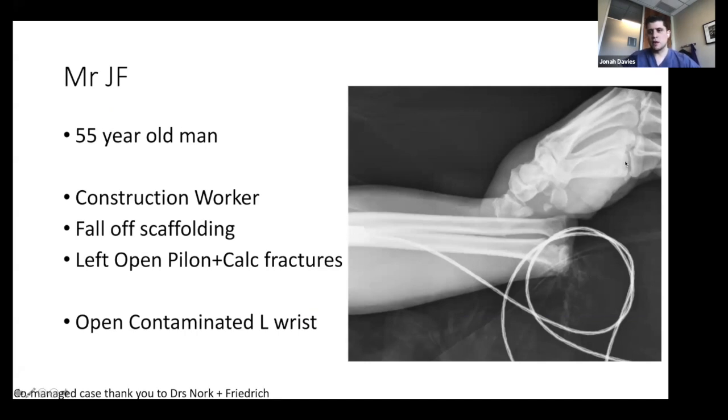One of the questions I have is, seeing this, Amit, what do you think about initial management of this in the emergency department? Someone who has this type of injury, what concerns you, and what would change your management?